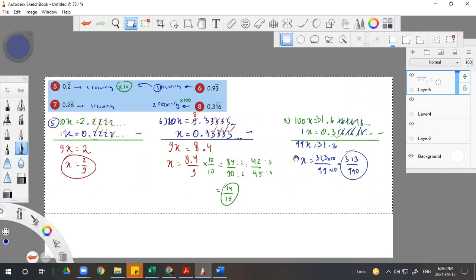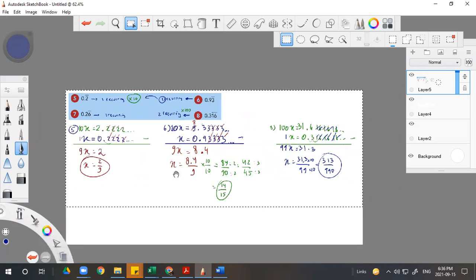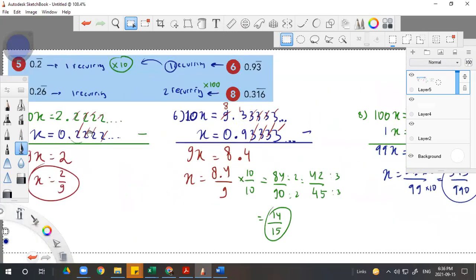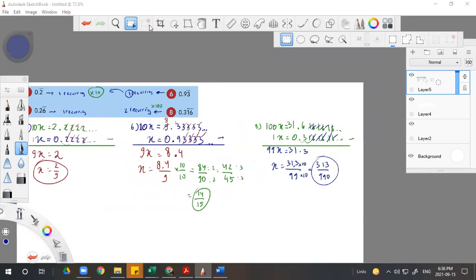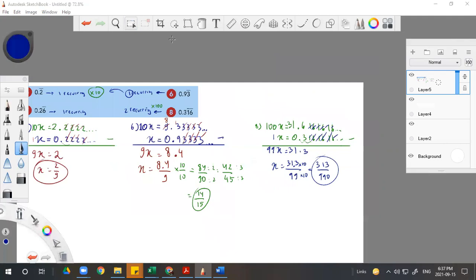Can you explain the thing about crossing it out again? Oh, okay. It has to be crossed. Why? Because our objective is to annihilate, to avoid the repeating decimals, right?